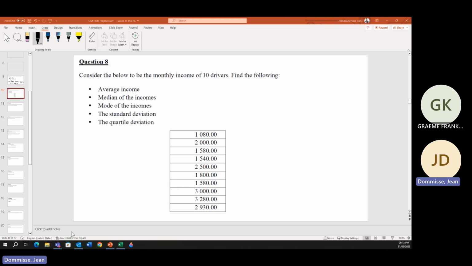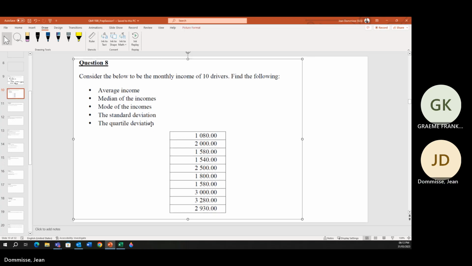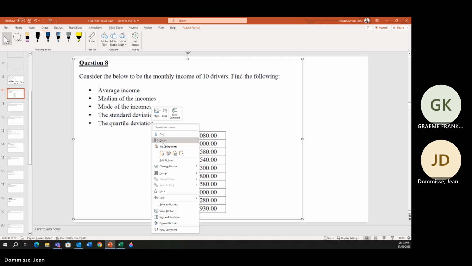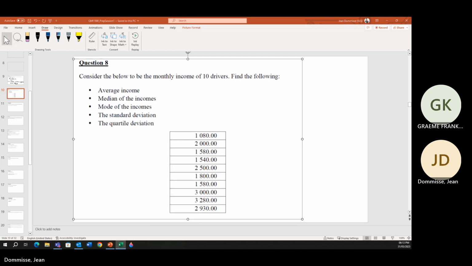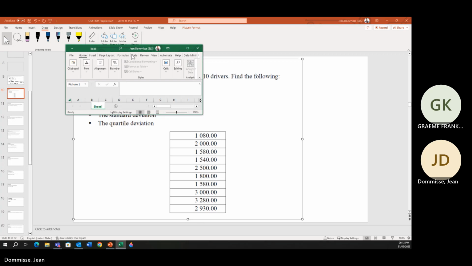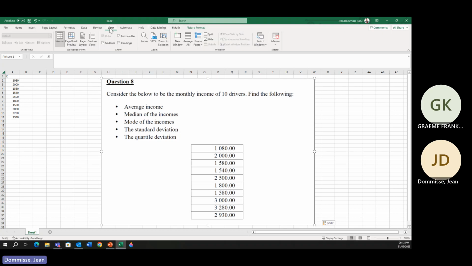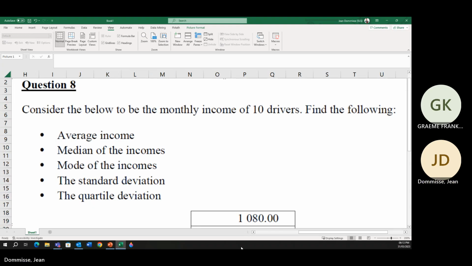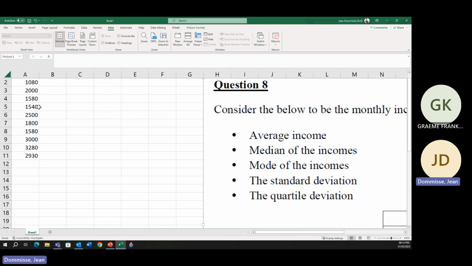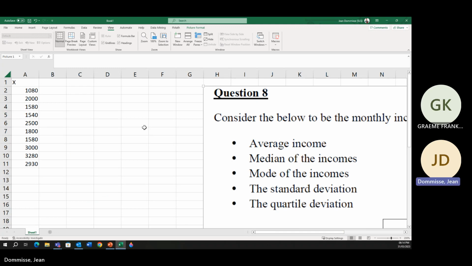So let's just make the view a bit bigger so that you can at least see. Okay, not that big, but that's also fine. So here's your set of data.